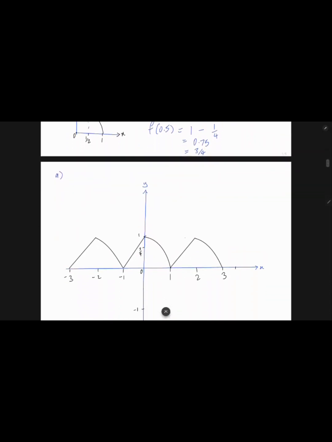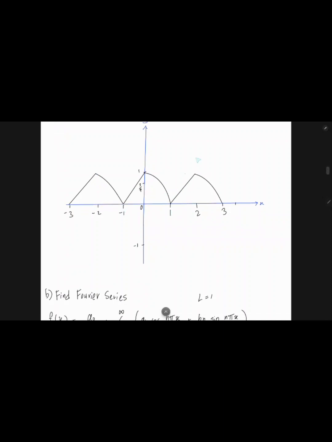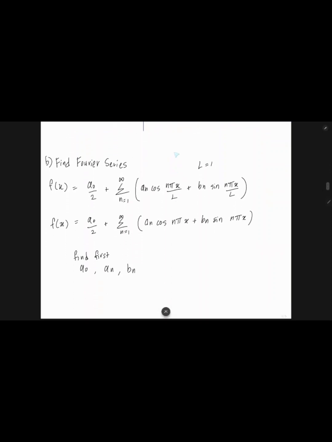So we put it all in the interval of -3 to 3. So this is a full graph. You can see -3 to -2, -2 to -1, -1 to 0, 0 to 1, 1 to 2, and 2 to 3. Right, now let's go for finding the Fourier series.